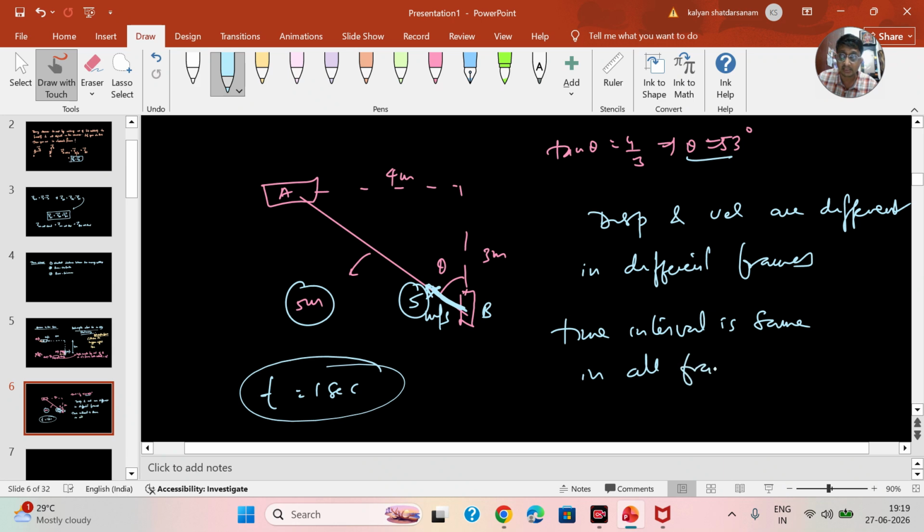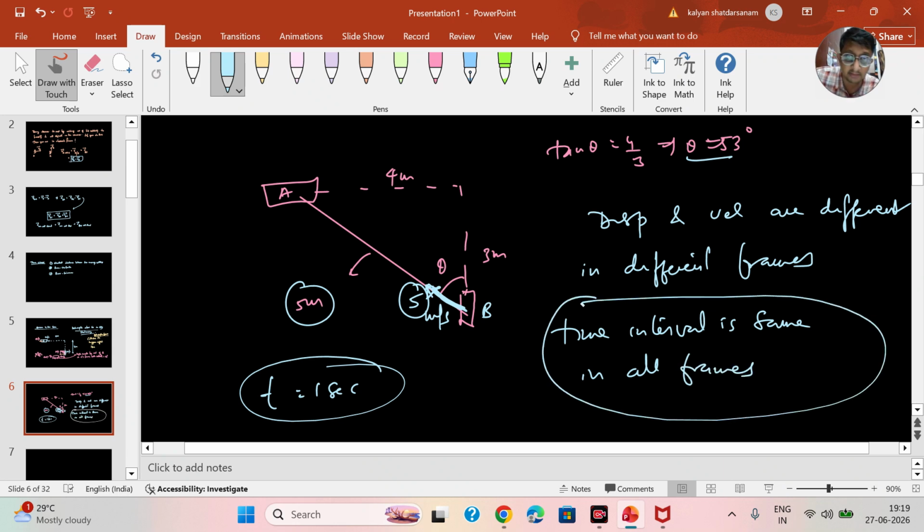Of course, this can be challenged from Einstein's relativity, but that happens only when you go very close to the speed of light. So right now we are not into relativity. So according to us, the time interval is the same in all frames. Displacement will be different, velocity will also be different.